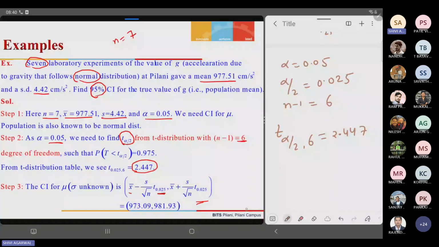So you can say here the value is what? 977.51 plus minus, so plus will give the upper limit and minus the lower bound limit. Plus minus 2.447 multiplied by s, which is 4.42, divided by square root of n, which is 7, so square root of 7. This you can find out, and this will give 973.09 and 981.93. So this is the confidence interval. Correct? Any doubt here?